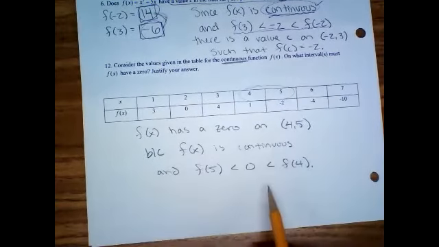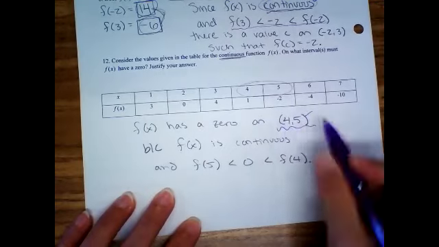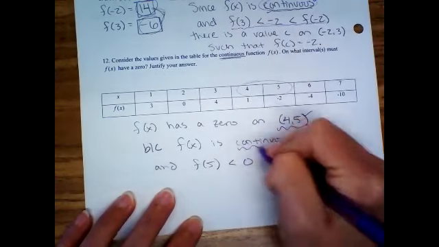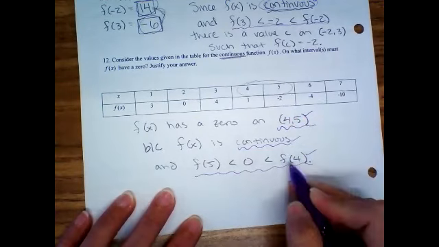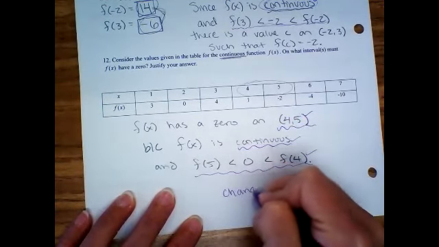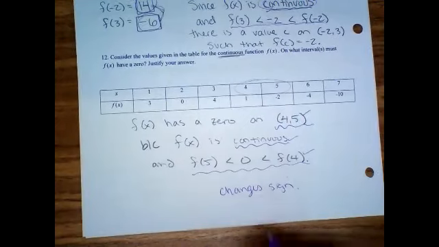The other thing I'll accept on this one is if you don't want to write this, I'll accept changes sign. If you say f of x changes sign, that's okay too. I'll accept that. But again, what I'm looking for is the answer. So like this interval stating continuous, and then in some capacity saying that 0 is in between. You could also say changes sign. I'll accept either one of those, but those are the things that I'm looking for.